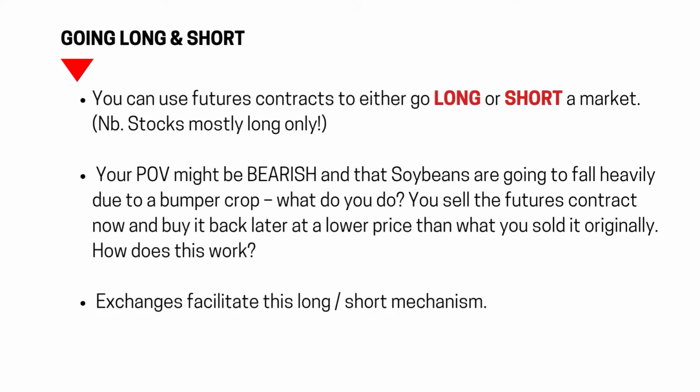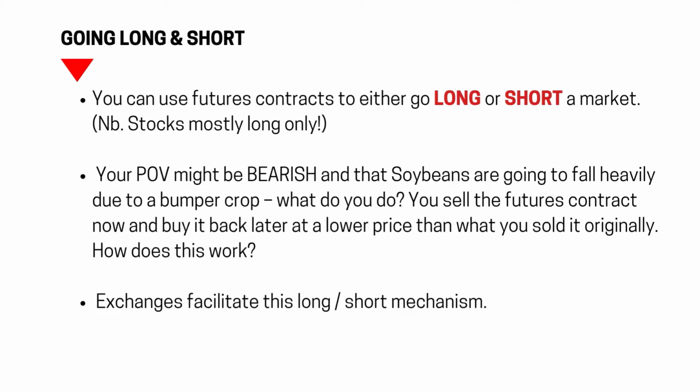Now we've got something called going long or short. In a traditional market, we buy something and we want the price to go up. Futures markets allow you to do the opposite. You can actually sell before you buy. You might have, for example, a bearish opinion, and here we've got soybeans we think are going to fall heavily due to a bumper crop. What do you do? Well, you sell the futures contract first and buy it back later at a lower price than what you originally sold it at.